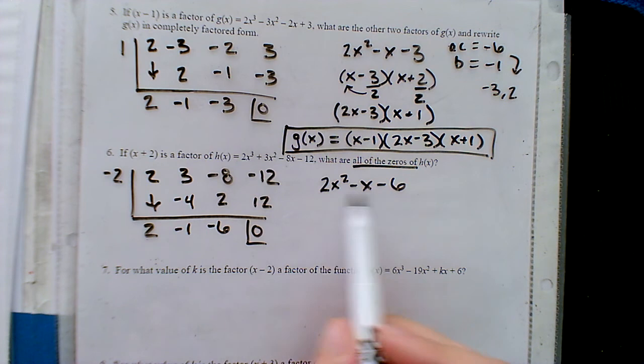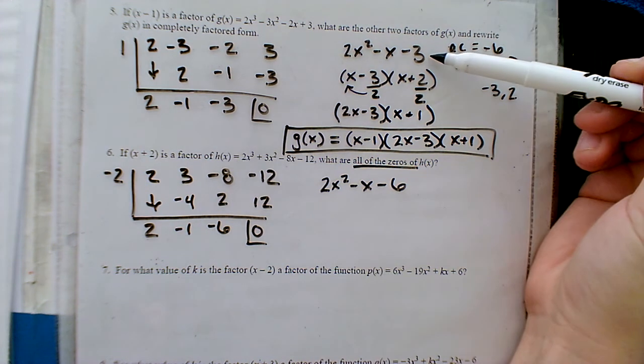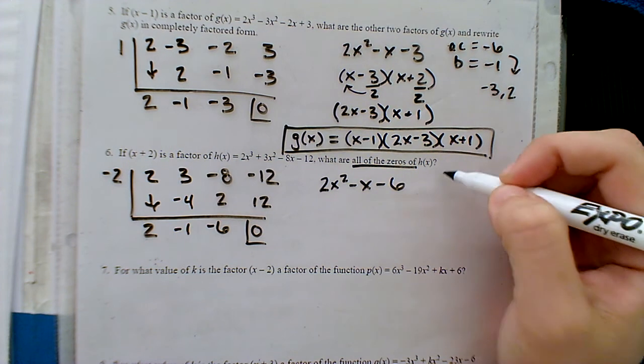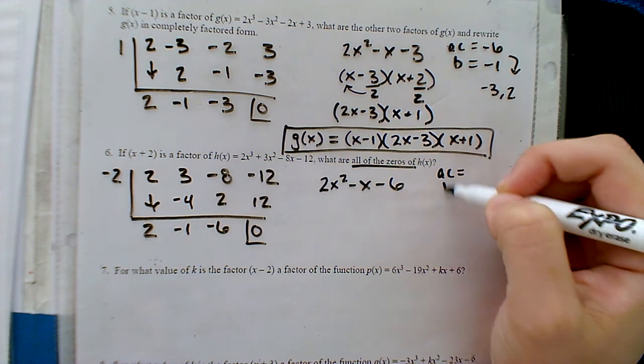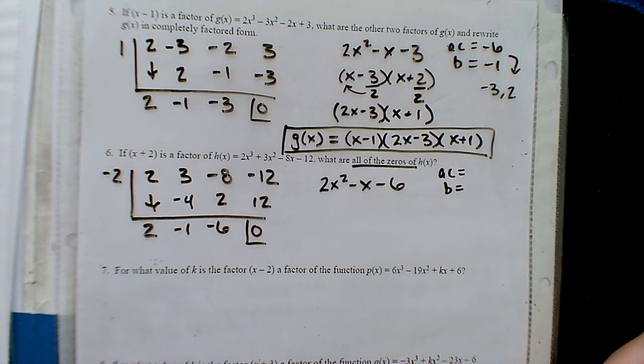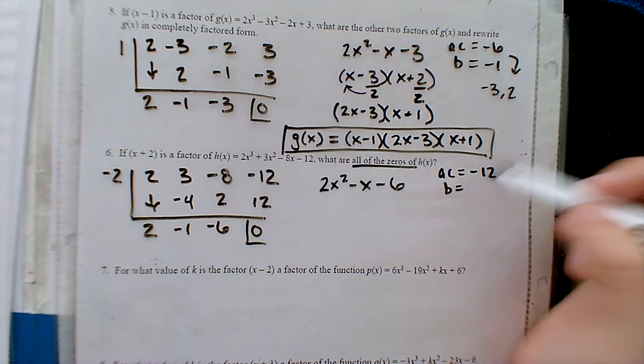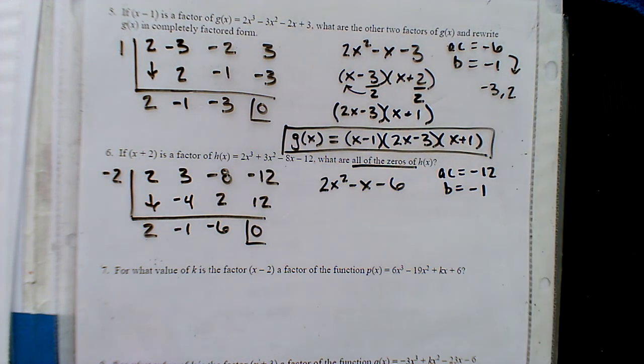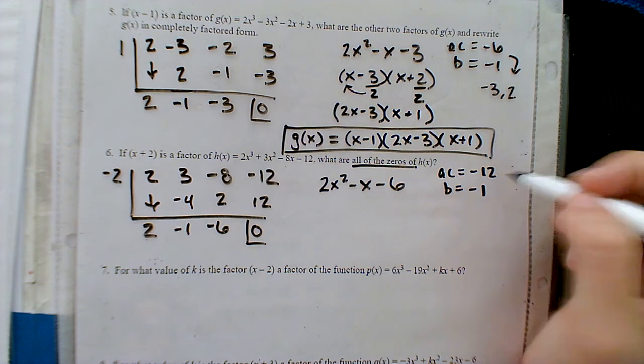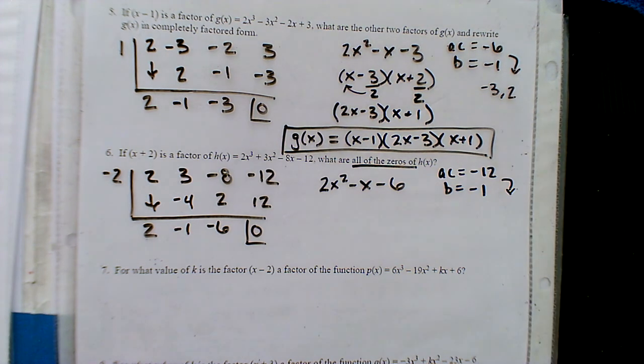Now it looks like our quotient is very similar to the previous one that we did, so divide and slide or grouping would be another appropriate technique to try here. So A times C would be negative 12, B value negative 1. Two numbers that multiply to negative 12 but add to negative 1.